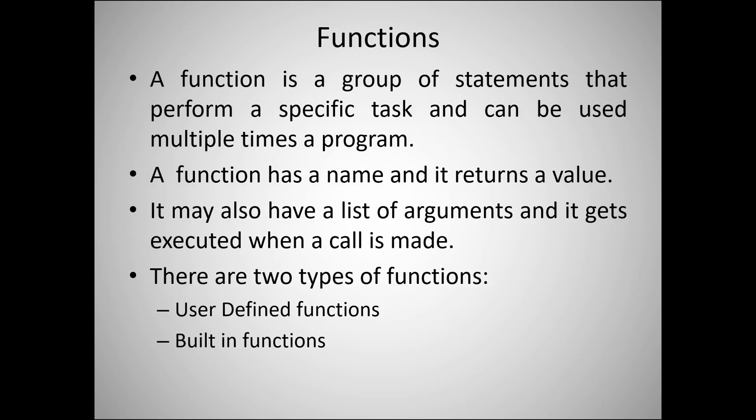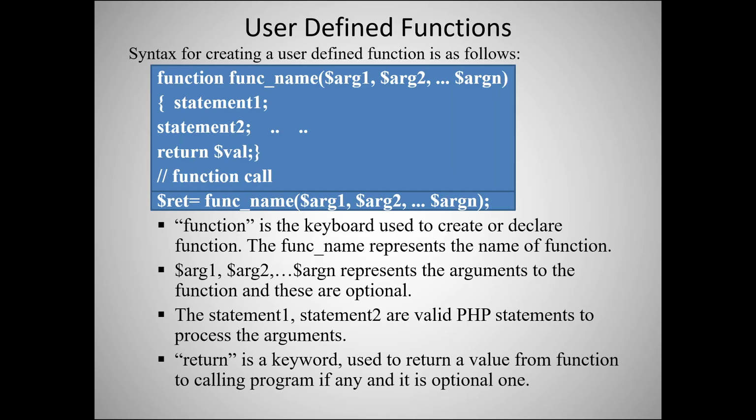There are two types of functions in PHP: user-defined functions and built-in functions. Now we are going to see about user-defined functions. This is the syntax for defining a user-defined function: the keyword function followed by the name of the function, and within the brackets you have an argument list, and within the block the statements to be executed, and finally you have a function call. That function call should have a function name followed by actual arguments.